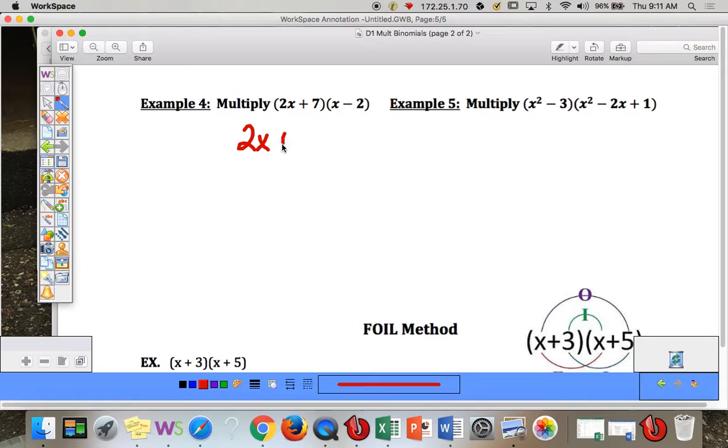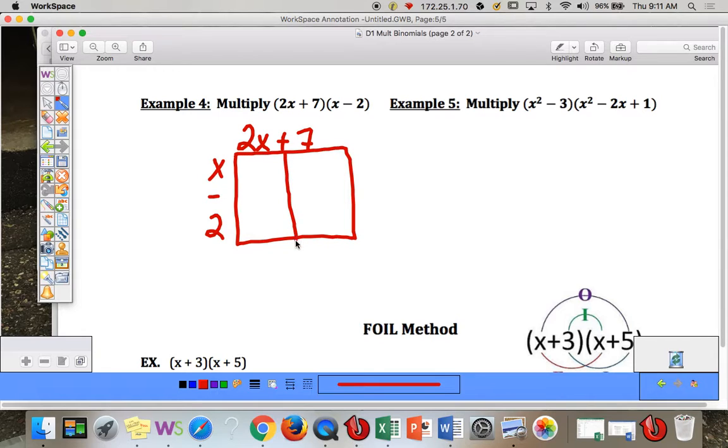Again, either one can go on top and either one can go on the side. When you draw your rectangle, put lines down for pluses and minuses. The first box is 2x times x, which is 2x squared. The next box is 7 times x, which is 7x. We have 2x times negative 2, which is negative 4x. And the last box is 7 times negative 2, which is negative 14.